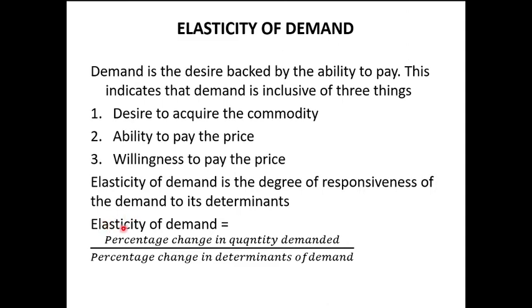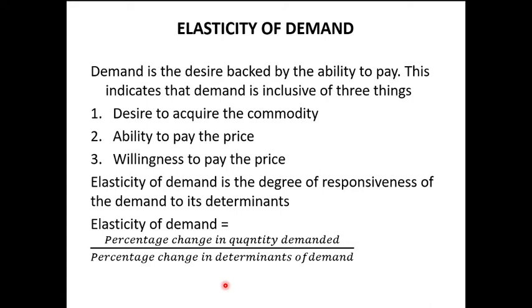We have a formula for elasticity of demand. The formula is percentage change in quantity demanded divided by percentage change in its determinants. According to the determinants, the denominator may change. If the determinant is price, then the denominator is percentage change in price. If the determinant is income, then we have to write the denominator as percentage change in income. So this is actually the formula of elasticity of demand.